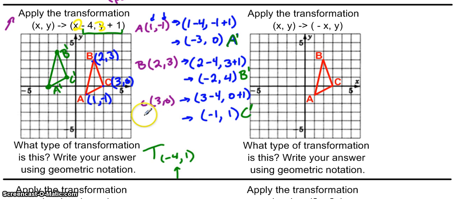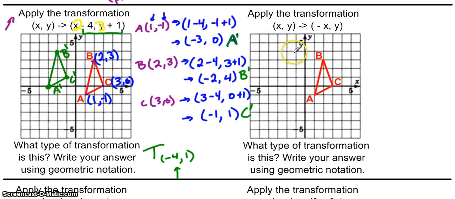Now this is because when we're taking 4 away from whatever our x-coordinate is, we are literally sliding it over 4 to the left. When we're adding 1 in the y direction, it's kind of like going up 1 on the y-axis, right? We're moving it up. So that's why this algebraic function works the same exact way that this geometric function does. They're both translations. Let's move on to the next one.